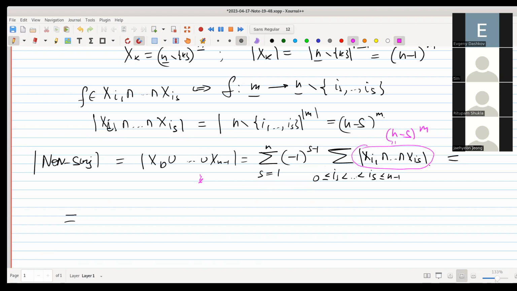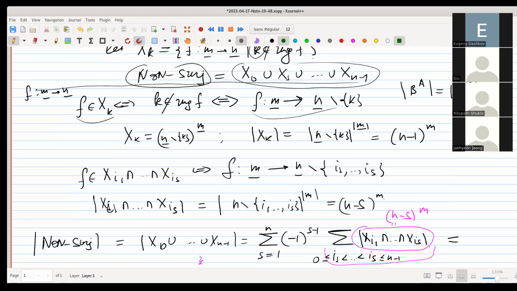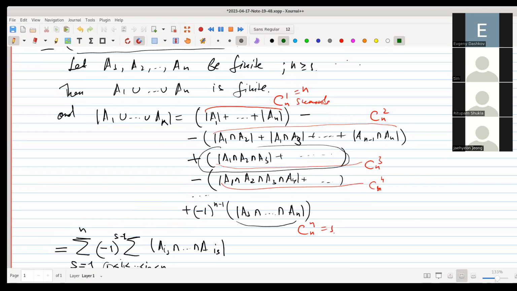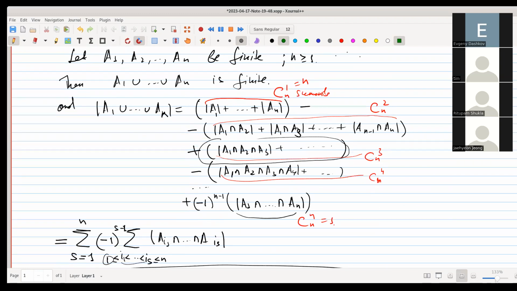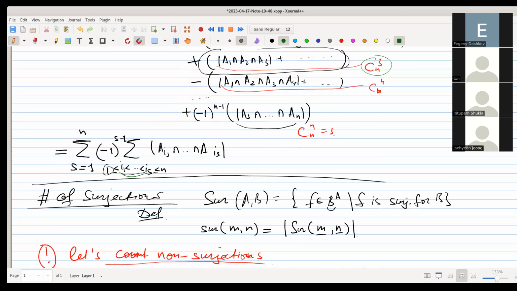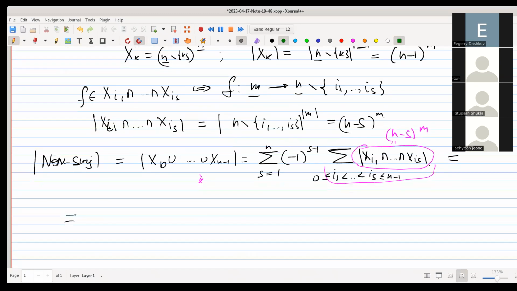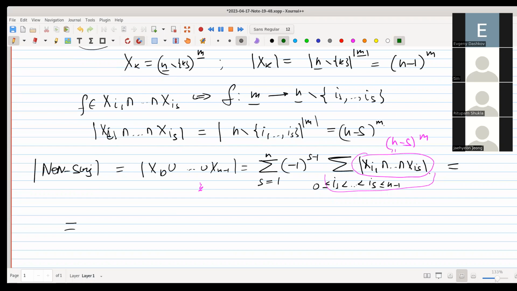But how many summands do we have here? We have already computed that. How many summands? How many ways do we have to take s distinct numbers from the range from 0 to n minus 1? How many ways do we have to take s distinct subsets, s distinct x's? n choose s summands.